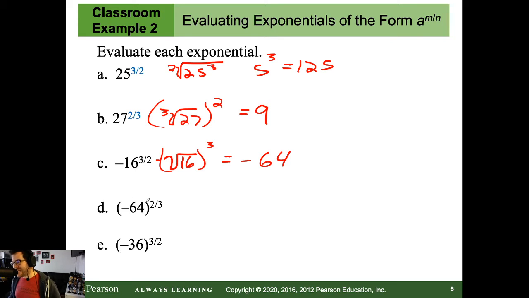This one, because it's in parentheses, the cube root is going to be negative 4. Squared is going to be positive 16. You can just stick these into Desmos. That's why I'm going a little quick. Can't do this one. What's the square root of negative 36? No solution.